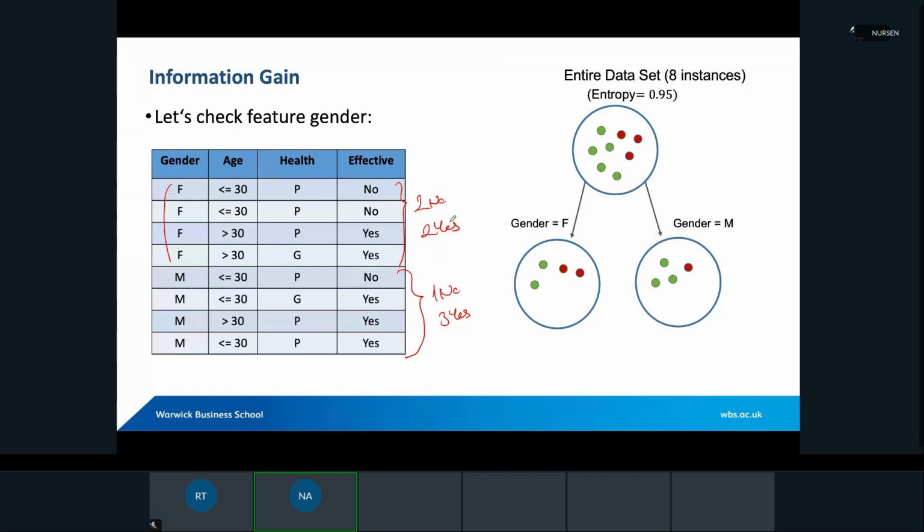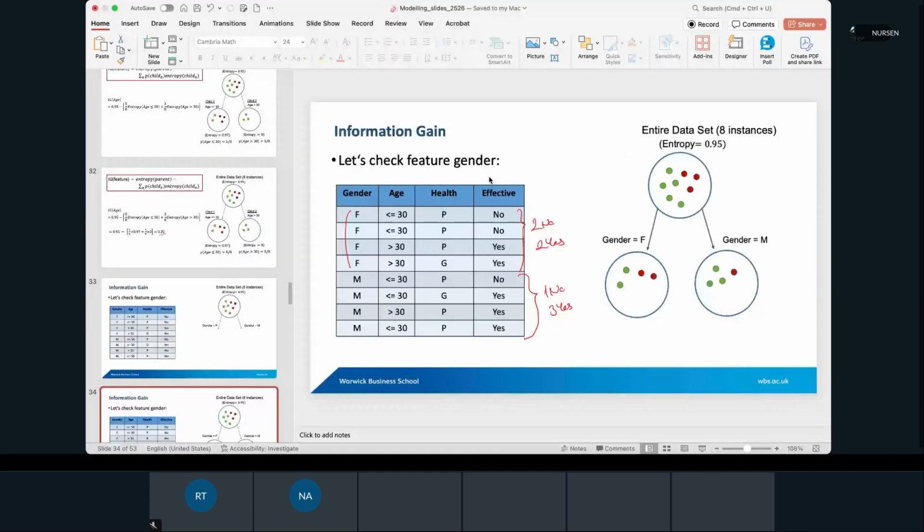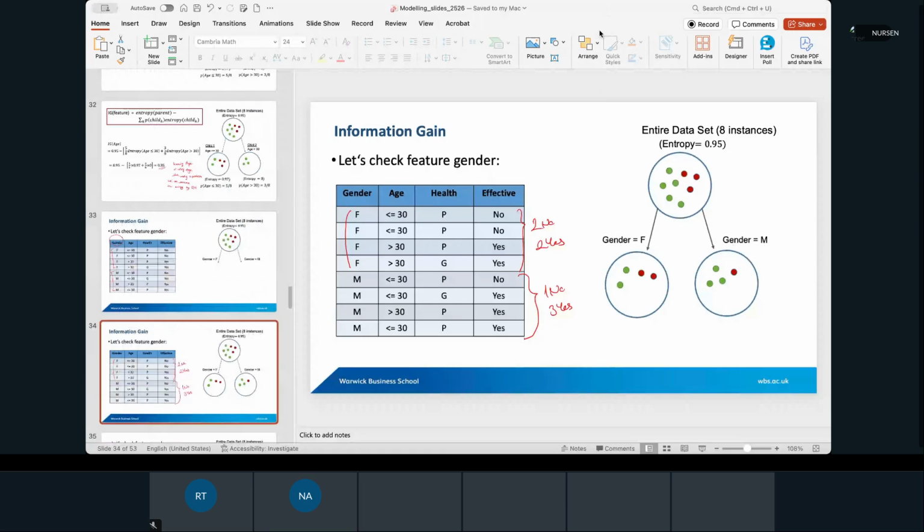So let's make guesses. What is the entropy for gender female? What can you say? Any guesses for the female child? Can you guess the entropy?